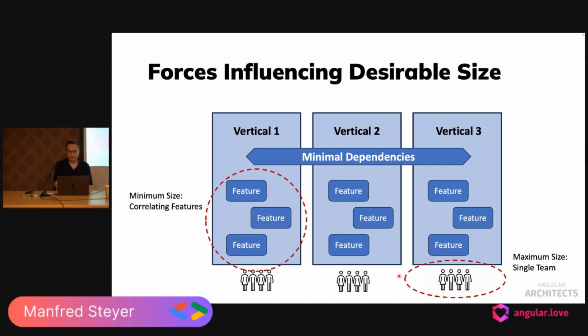Ideally, we have just one team and not several teams working on the vertical, because we don't want to have that much interaction. It is somehow counterproductive if we have to talk to 3 other teams before implementing a new feature. This was the first question about the size.